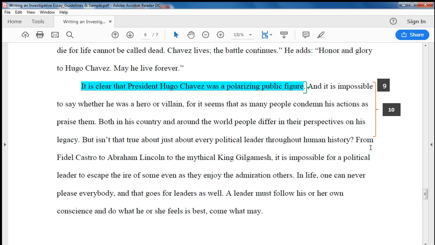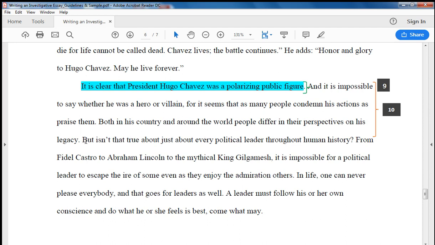Good? And then finally, in wrapping up her essay, she does a pretty good job of bringing her essay to a closure by placing it into a broader context. That part, I think, is pretty effective when she says, let's go back to a part of her summation: both in his country and around the world, people differ in their perspectives on his legacy.